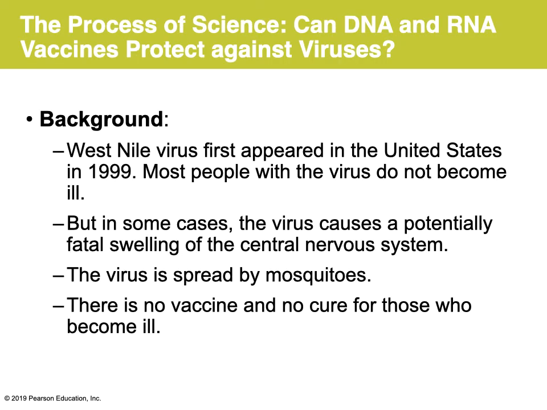Okay, so process of science, I'll give you an example here. Can DNA and RNA vaccines protect against viruses? West Nile virus first arrived in the US in 1999, and most humans who get the virus don't become ill. But in some cases, the virus causes a potentially fatal swelling of the central nervous system. Now, this is another virus spread by mosquitoes. There is no vaccine for humans. There is a vaccine for horses. But there's no vaccine for humans and no cure for those who become ill. So this is a case where, okay, you really want to find a way of dealing with this.